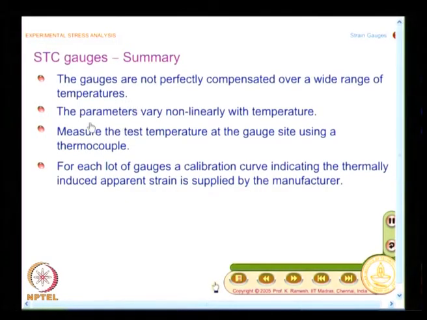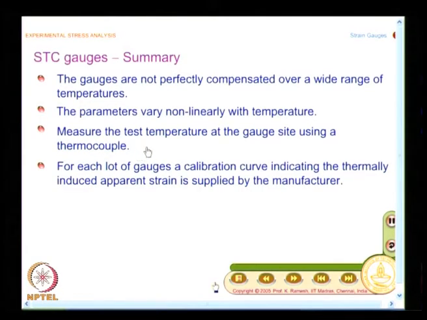And what you find is, these parameters vary non-linearly with temperature. That is the reason why we are unable to handle a wide range of temperatures. One of the remedies is to measure the test temperature at the gauge site using a thermocouple. If I am unable to use self temperature compensated gauges for a particular application, I measure the temperature by using a thermocouple.